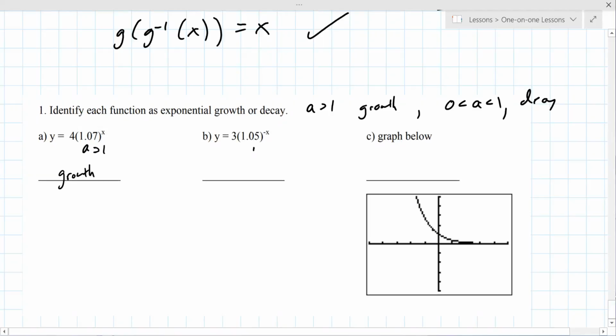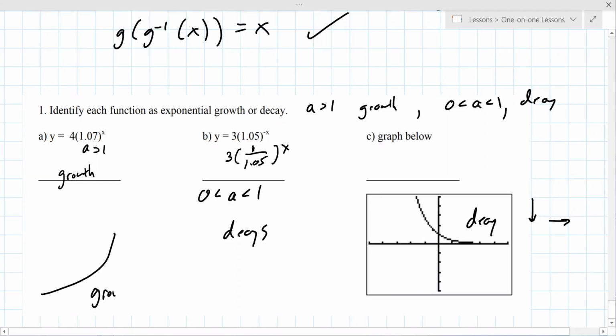This negative actually goes with the exponent here. So this is really 1 over 1.05 to the power of x, because you can just apply the negative to that. So a is between 0 and 1, so this is decay. And then this is decay because it's going down and to the right. Growth goes up and to the right.